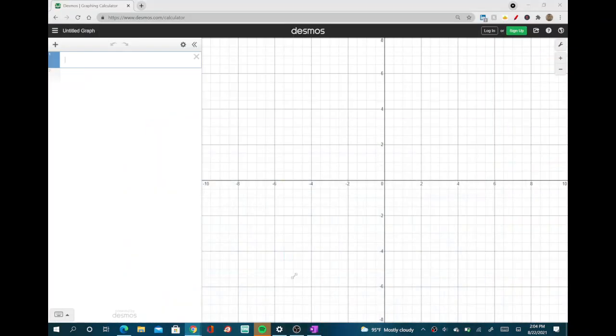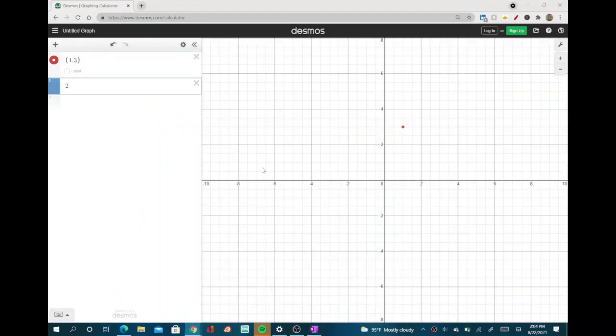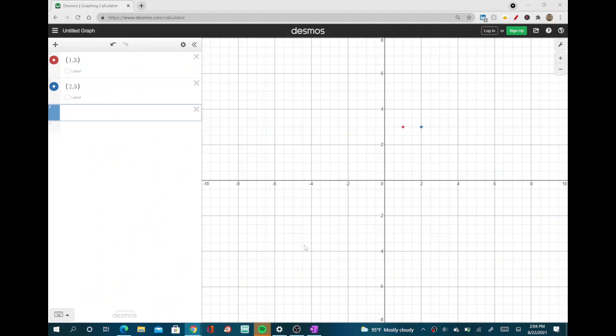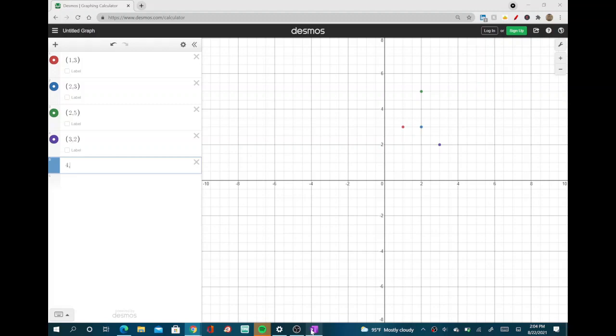So 1, 3, and then 2, 3, and then 2, 5, and then 3, 2, and then 4, 6, and then 5, -1.